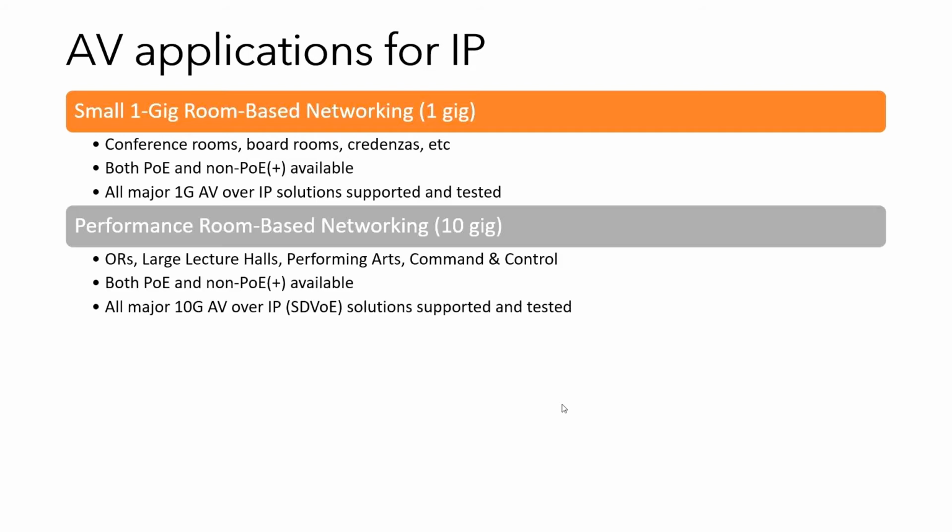And then you're probably working on what I like to call performance room-based networking applications. These are environments that absolutely warrant and deserve 10 gig video. The picture quality between 10 gig and 1 gig is negligible if you're looking at a small screen, or maybe if you're in a conference room. But in these environments, if it's a procedure room, or perhaps a performing arts center or a stadium, command and control where there's a lot of detail, a lot of small font, these are great applications for 10 gig SDVoE. And we have PoE and non-PoE switches available for these types of projects.